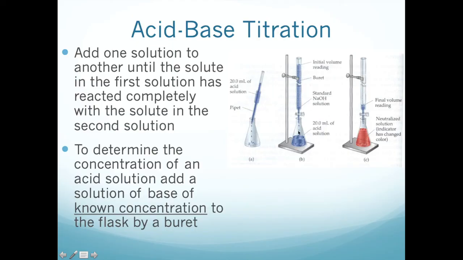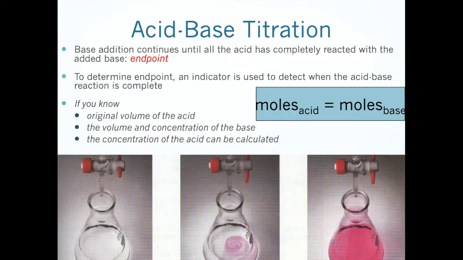And so now, if we have our concentration of base and we know the volume of acid that we measured very, very carefully earlier in the experiment, now we can calculate the concentration of that unknown acid. That's essentially what we do in lab 14. You figure out the concentration of acetic acid in vinegar.